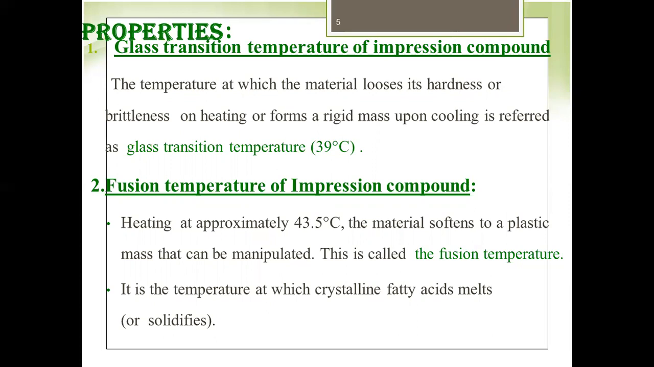Now, we will talk about the fusion temperature of impression compound. What is fusion temperature? Heating at approximately 43.5 degrees centigrade, the material softens to a plastic mass that can be manipulated. That means at this temperature, all the crystalline fatty acids melt. So we can use the impression compound at this temperature to make an impression. This is known as the fusion temperature.